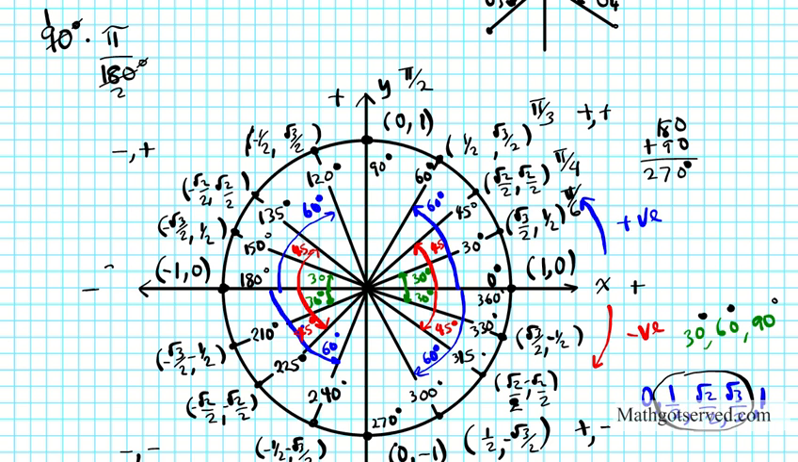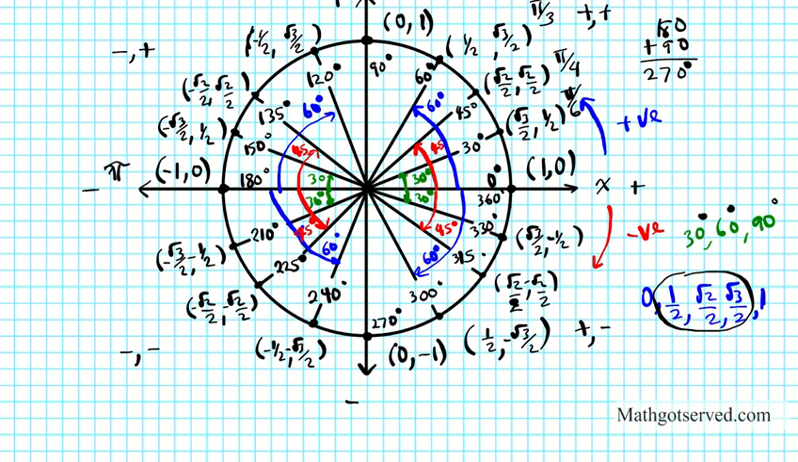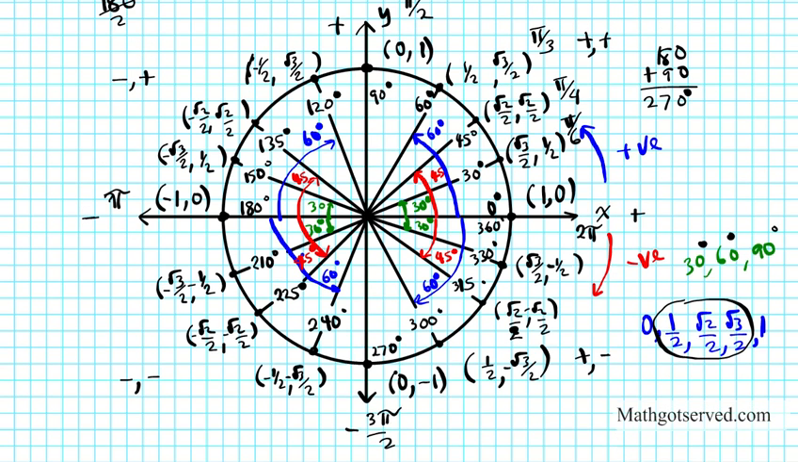This is pi. This is 3 pi over 2. And this is 2 pi. I have that memorized. You can always work them out. Okay? 2 pi and 0 are also of the same measure.